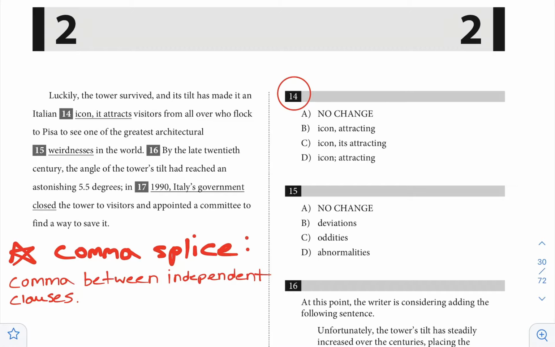If we reread this sentence, we'll see that we have the independent clause, "Luckily the tower survived and its tilt has made it an Italian icon." And then right after that, we have, "It attracts visitors from all over who flock to Pisa." So essentially, as you can see, we have two independent clauses, two phrases which stand by themselves and are actual sentences. When you have a scenario like this, you need to separate them with, as I said, a comma and a conjunction, or just a semicolon. So let's look at the choices.